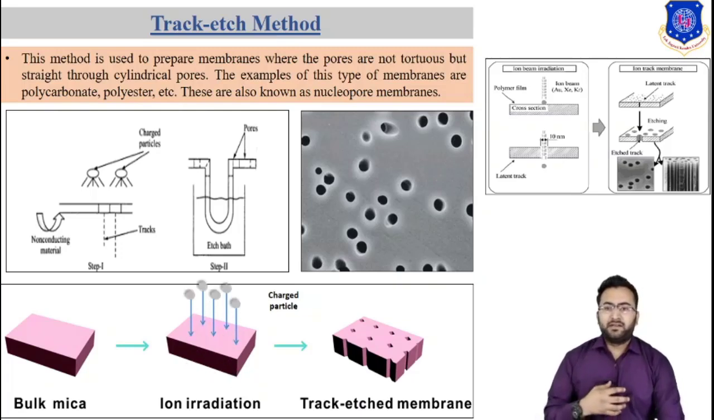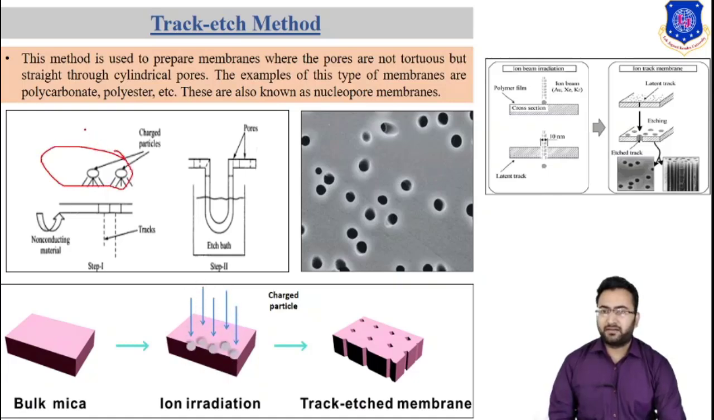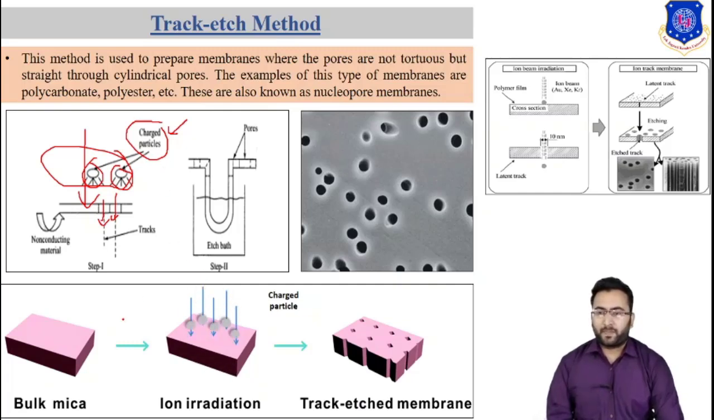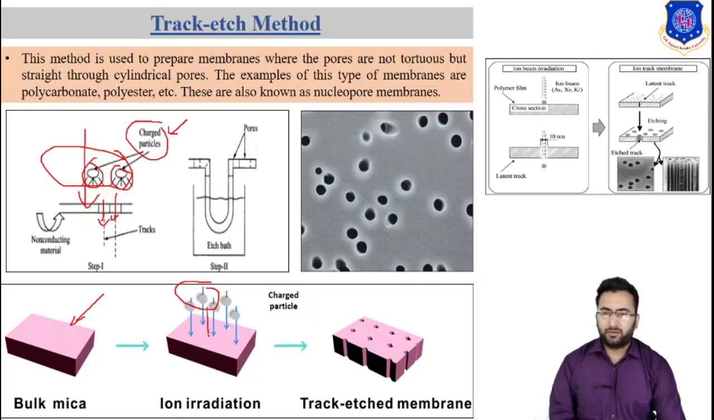This has been described in this figure. So in step 1, the charged particles strike the membrane. After striking, the charged particles leave pores in the membrane and we can get cylindrical pores throughout the membrane. The pore size of the membrane is regulated by the charging of these particles. So this is one film where the charged particles are used to strike it and they leave behind uniform pores throughout the membrane.